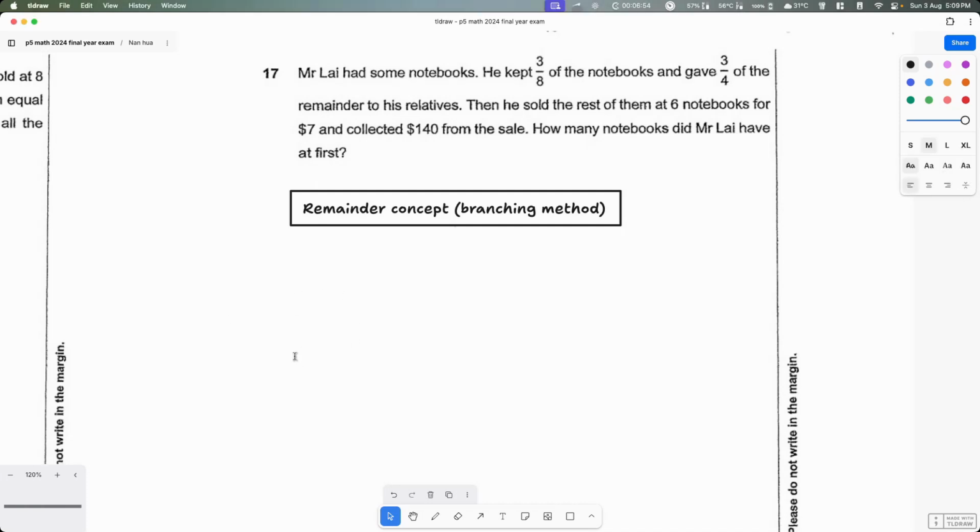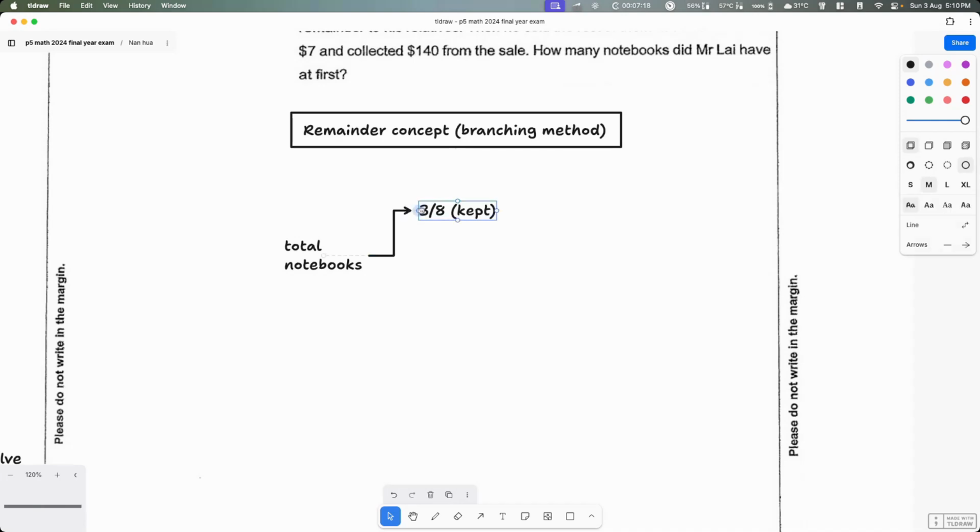Basically, you just have notebooks. So this is the total notebooks. For the branching method, I'm just going to use the arrow and do it like this. We are going to divide this into 2 parts. So 3 out of 8 he kept. Okay, so he kept 3 out of 8, right? That's what we know. And then after that, I'm just going to join this over here.